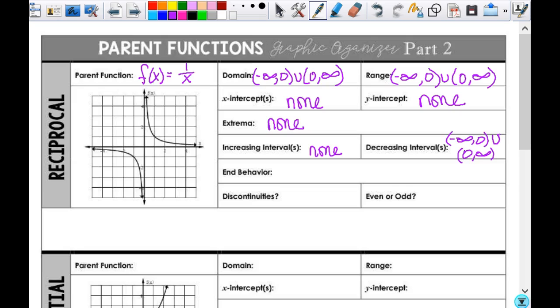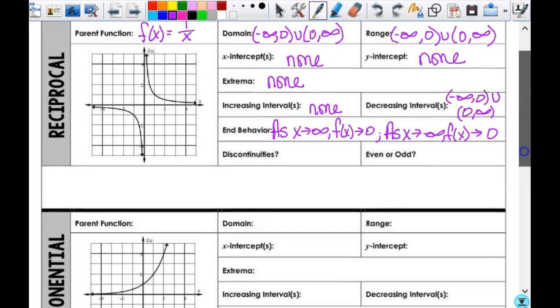Okay, so then in end behavior, as x approaches infinity, f of x approaches what? 0, good. And then as x approaches -infinity, f of x approaches 0. One's from the top and one's from the bottom, but it's still approaching 0. Any discontinuities? Yes, I have an infinite discontinuity. Where? At x equals 0.